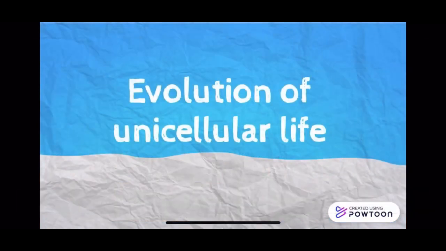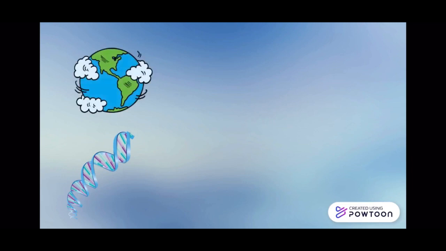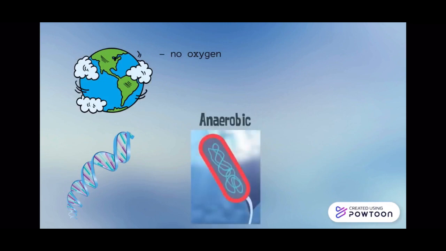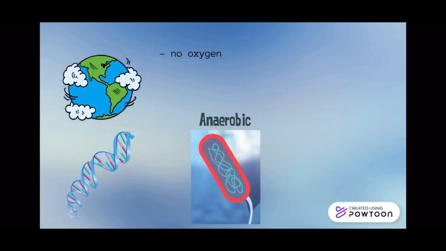The evolution of unicellular life. Two of the main events that drove evolution on early Earth were the incorporation of DNA as a stable genetic material of organisms and the ever-changing atmosphere. At the beginning, Earth's atmosphere contained no oxygen. The earliest prokaryotes were therefore anaerobic and thus carried out metabolic reactions without oxygen.